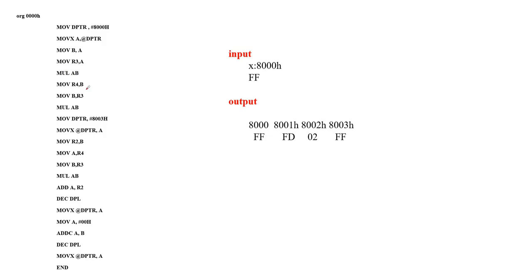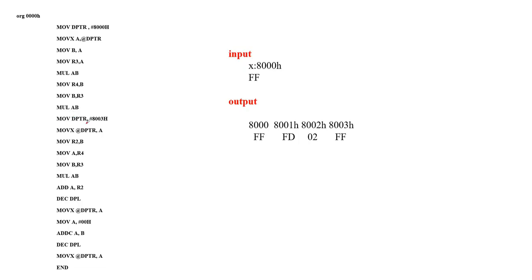Then we have move R4 comma B. So here the high byte of the result from the multiplication, which is in the register B, is copied to the register R4. Then we have move B comma R3. So the value in the register R3 is copied to prepare for the next multiplication. Then we have mul AB. So the values in the registers A and B are multiplied again, and the result is stored in A and B with the lower byte and the higher byte respectively.